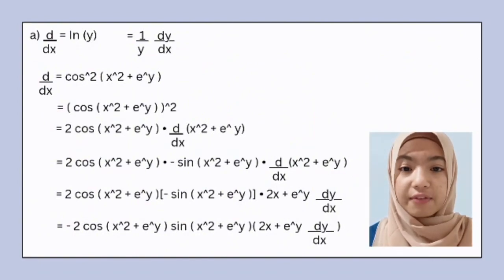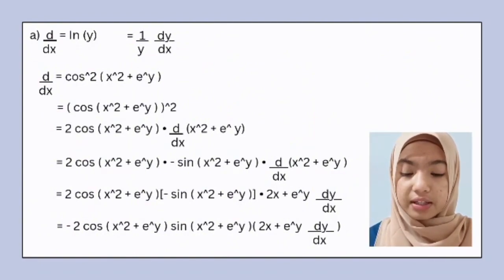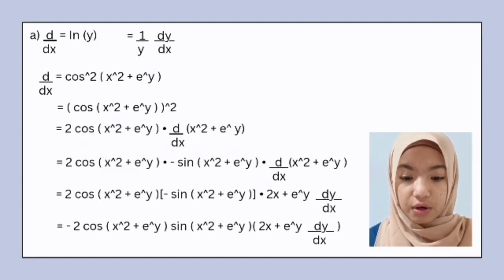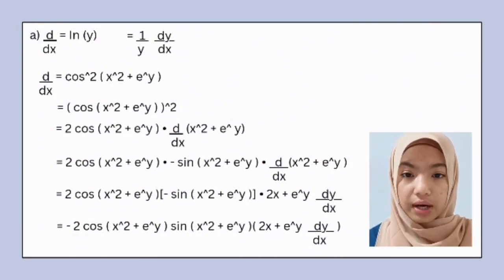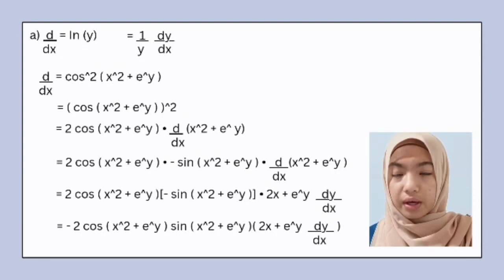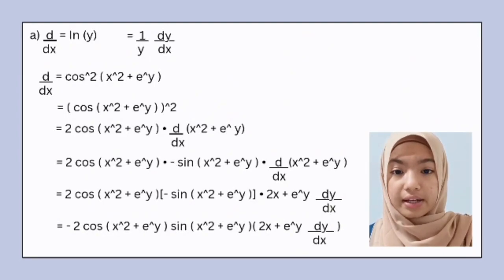For the first part, we have three components. The first component is ln y, the second component is cos squared bracket x squared plus e to the power y, and the third component is 2xy. So we have to differentiate each of them. First, we differentiate ln y. We know that when ln x is differentiated, it becomes 1 over x. So it is the same thing for this question. It says ln y, so it will be 1 over y times dy over dx.